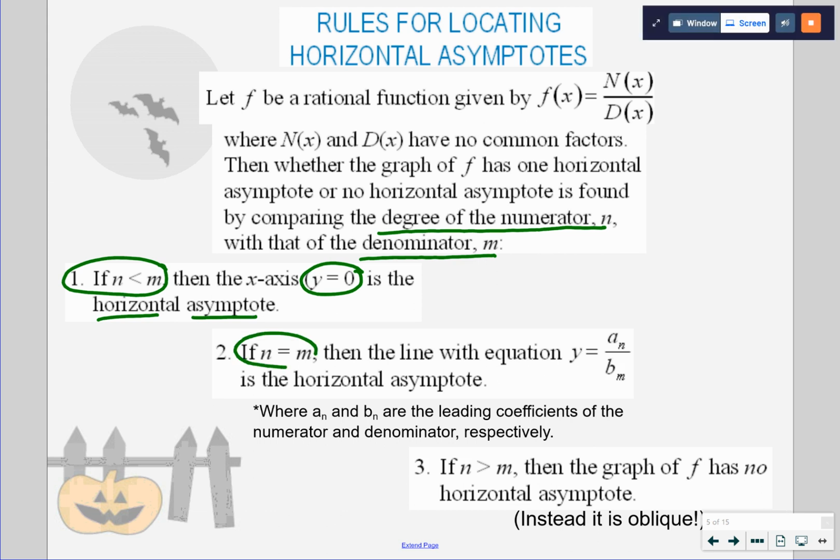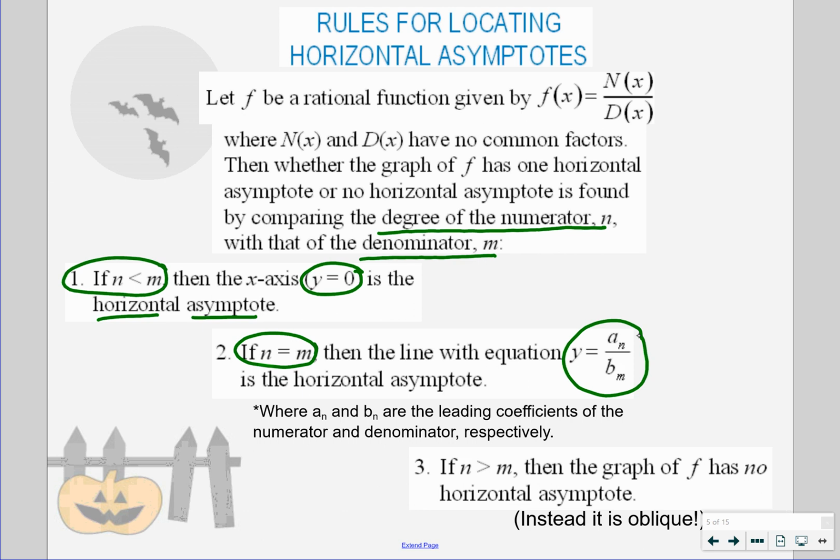If n is equal to m, what we're going to do, what this little guy on the side means, is we're going to set y equal to a single number, and to get that single number, we're going to divide the leading coefficient from the top and the bottom. Whatever the leading coefficients are, we divide them. So maybe there's a 4 on top and a 2 on the bottom. So y equals 2 would be the horizontal asymptote.